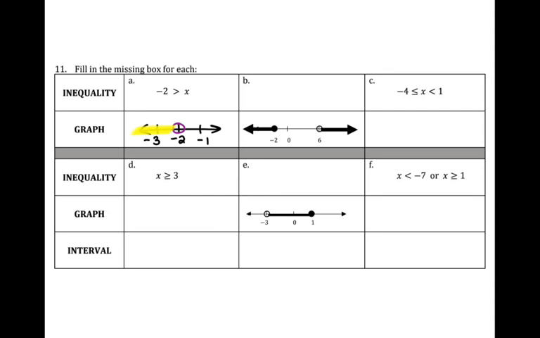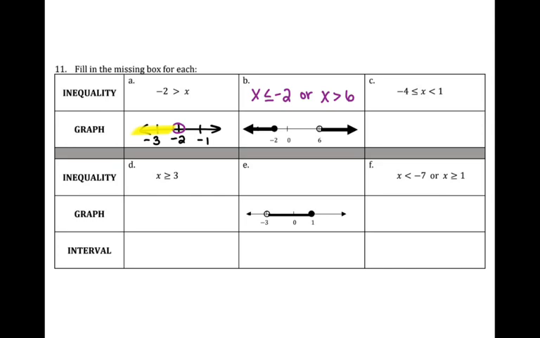For letter B, I do have 2 shaded regions on my number line, so that's going to end up being an or inequality. So for my first one, I have x is less than or equal to, since it was a closed circle, negative 2, or x is greater than 6.